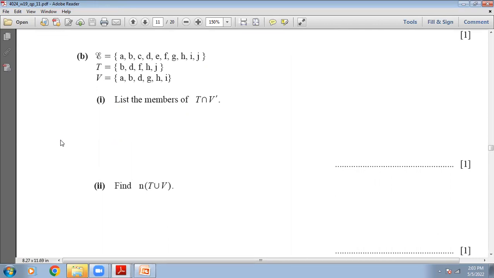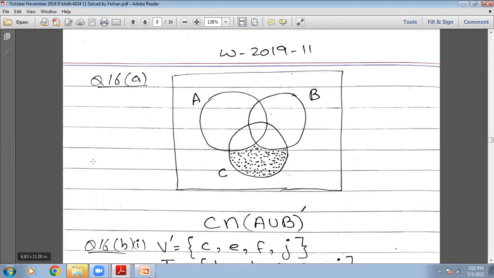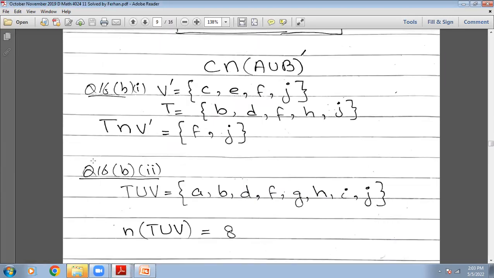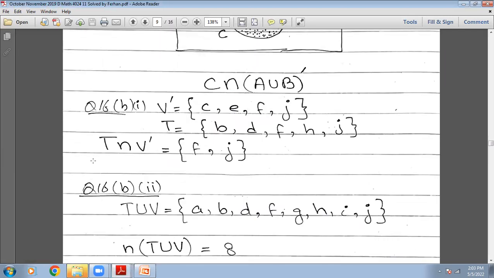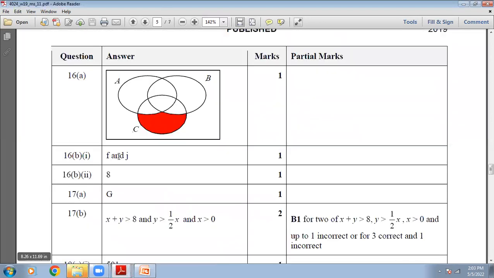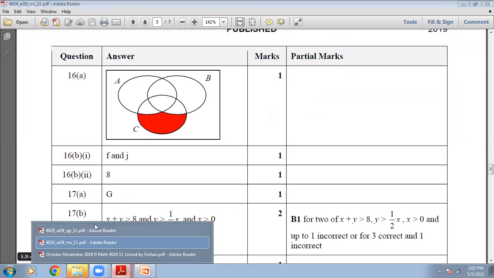So our strategy is, first of all, let's find what is the V complement. V complement means those members which are in the universal set but are not in the V. So those will be C, E, F, and J. The T is B, D, F, H, and J. So they ask you to find out the T intersection V complement. So we will see what are the common members in V complement and the T. So they are F and J. So our answer is F and J.